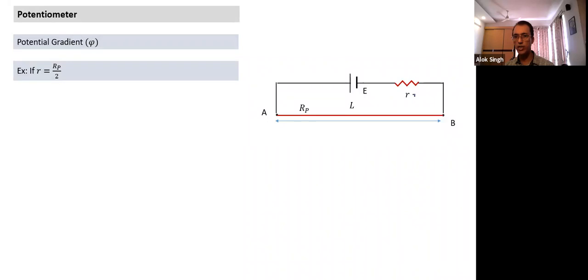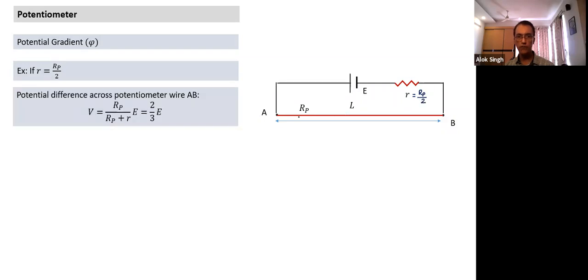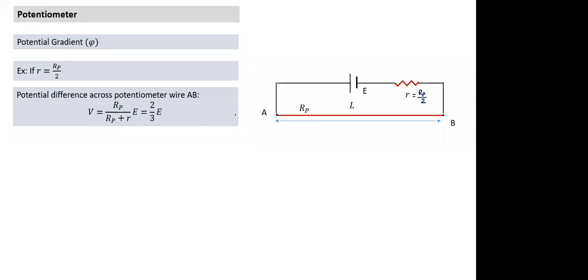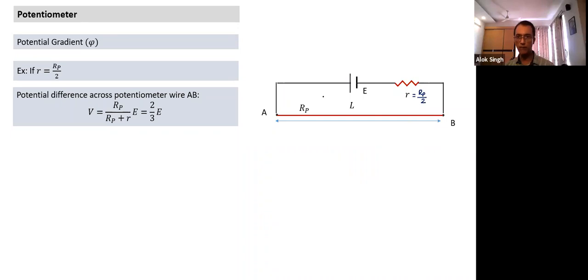Can we calculate the potential gradient here? It's pretty simple. So in that case, what will be the potential difference across A and B? If this is given, how do we calculate the potential gradient? First, we calculate the potential difference between A and B. Potential difference across A and B, I could have divided the potential, or I can calculate current into resistance Rp, which we came across in the previous case. So if this resistance is half the resistance of the potentiometer wire, the potential difference between A and B will be equal to 2/3 of the EMF. So 2 by 3 E will be the potential difference.